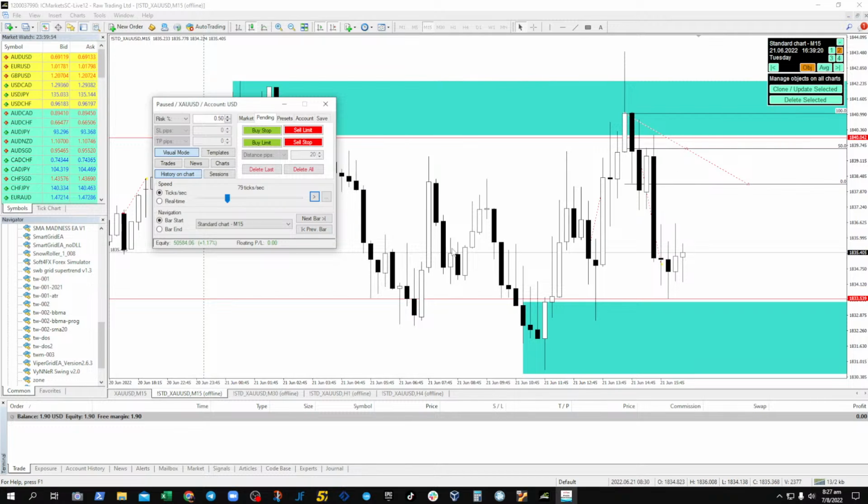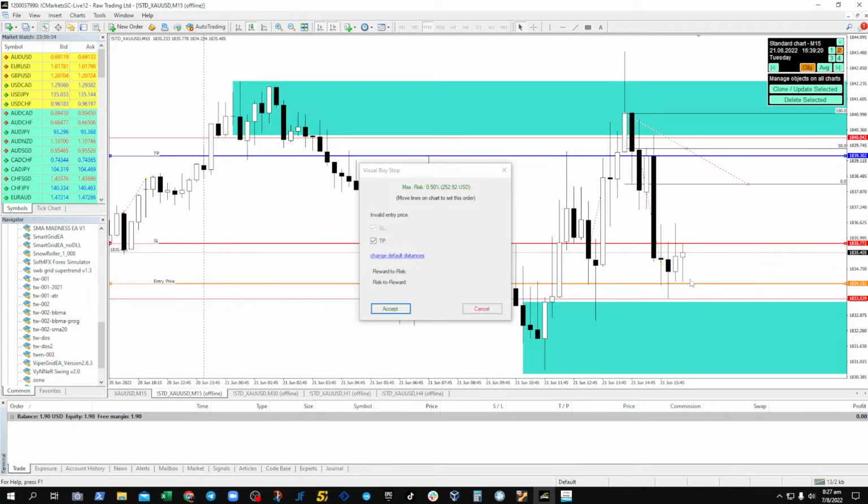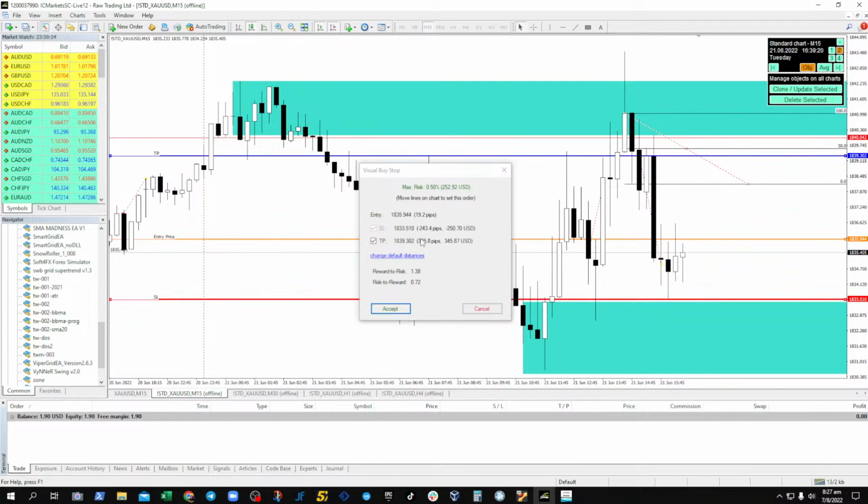Okay, let's do that. Buy stop. Put our TP level here. So buy above this candle. Stop is here, which is 24 pips, 1.38. That's not too bad.